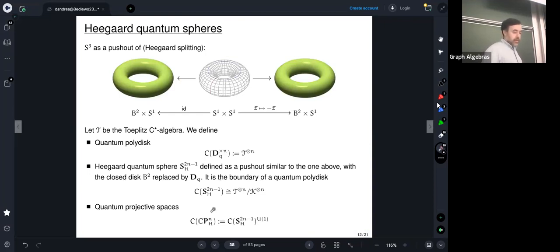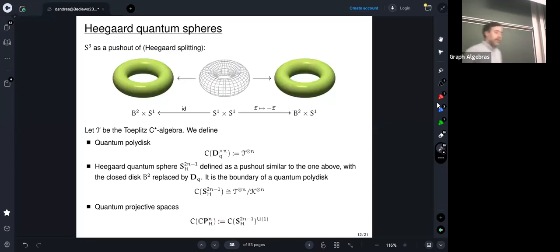And maybe I will only tell you the notation. So these Hong-Szymański spheres, whatever they are, we denote them with subscript H instead of q. So S^{2n-1}_H is our quantum sphere, which has a C*-algebra. This is not how it's introduced, but you can prove that the C*-algebra is a quotient of a tensor product of several copies of the Toeplitz algebra by a tensor product of several copies of compact operators. These are higher rank graph C*-algebras. They are not graph C*-algebras, but they are higher rank C*-algebras. The C*-subalgebra of U(1)-invariant elements is what we interpret as describing some kind of quantum complex projective space that also is denoted with subscript H.